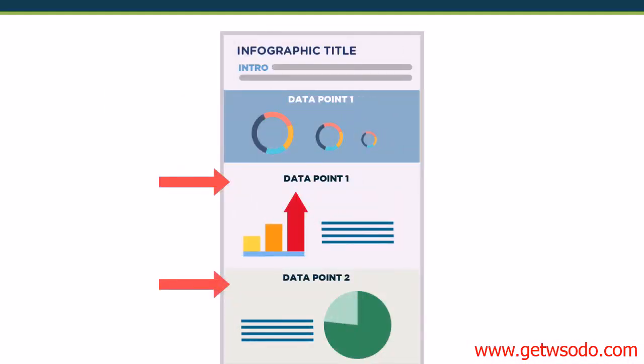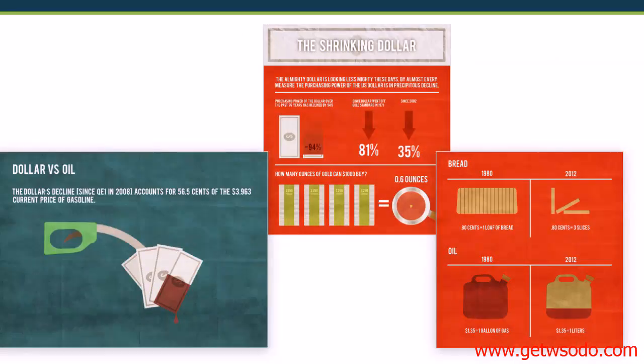Next, the rest of your data should be specific stats that tell the details of your story. So, in the case of the shrinking dollar infographic, the first statistic, purchasing power has decreased by 94%, gave people the big idea concept that inflation is a real problem. And the rest of the stats in the infographic dig into the details of why and what this means in practical terms. For example, I showed how inflation influences the price of gasoline and bread. These stats support and expand on the purchasing power has decreased by 94% statistic that I led off with.